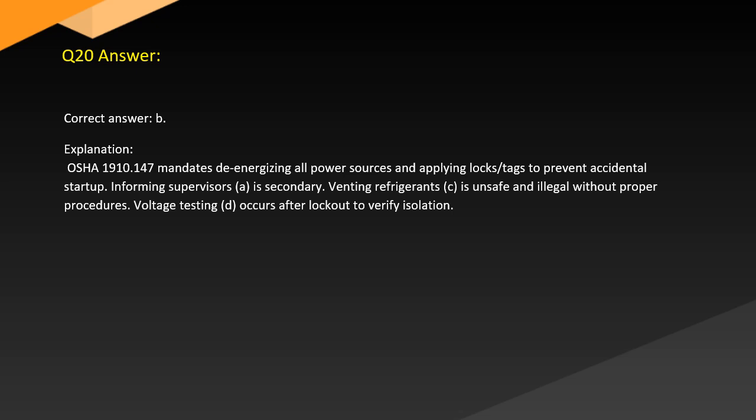Correct answer: B. Explanation: OSHA 1910.147 mandates de-energizing all power sources and applying lock and tags to prevent accidental startup. Informing supervisors, A, is secondary. Venting refrigerants, C, is unsafe and illegal without proper procedures. Voltage testing, D, occurs after lockout to verify isolation.